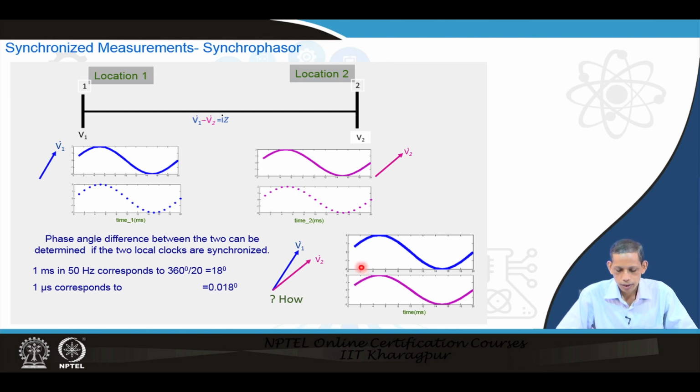Otherwise, from the basic fundamentals of theory, it is not possible. So, in this perspective, if the time information of these two devices at location 1 and location 2 has an error of 1 millisecond, that may lead to 18 degrees, because 1 millisecond, we know, with 360 degrees per 20 millisecond cycle, leads to 18 degrees of error. And if the time information of the two devices has a 1 microsecond error difference, then it will lead to 0.018 degrees.